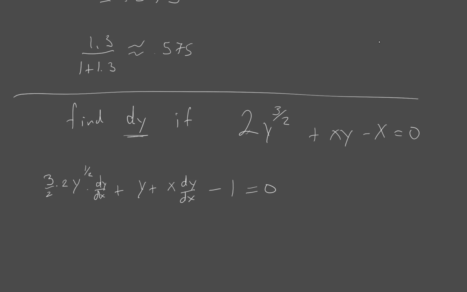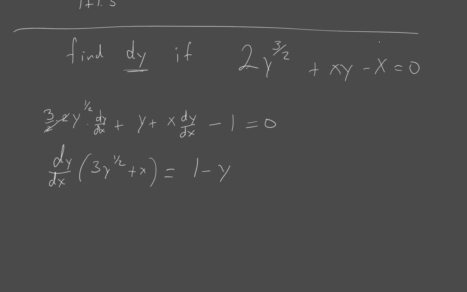So I want dy/dx by itself, so we'll collect the dy/dx stuff on this side. We're going to cancel those 2's. So I've got dy/dx, and then I've got 3y to the 1/2 plus x, and then we'll move this other stuff to the other side, so 1 minus y on the other side. So dy equals (1 minus y) over (3y to the 1/2 plus x) dx. That's my differential.